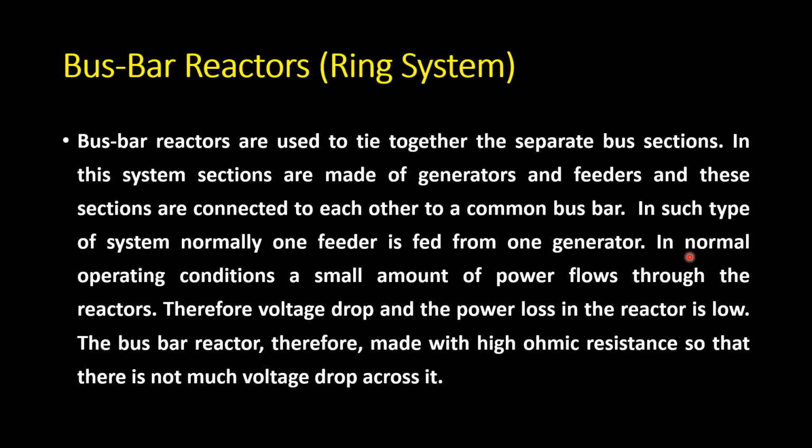In normal operating condition, a small amount of power flows through the reactor. Therefore, voltage drop and power loss in the reactor is low. So this is the benefit of such type of arrangement over other two. In case of generator reactor as well as in case of feeder reactor, we are having more voltage drop and power loss. So this drawback is overcome in bus bar reactor system. The bus bar reactor is therefore made with high ohmic resistance so that there is not much voltage drop across it.